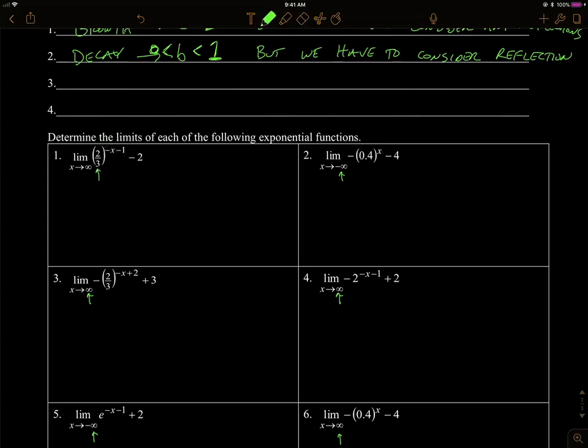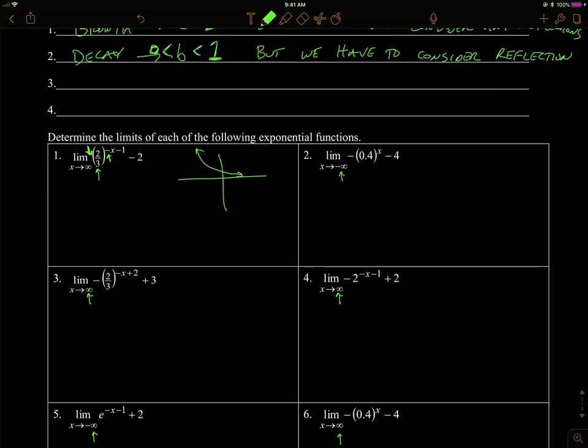So the first thing you ask yourself is, is it growth or decay? Well, this one is decay to start with. So I'm going to start by drawing my graph as a decay instead of a growth. You have to kind of know that. And then we have to consider reflections. Well, there's no vertical reflection because there's no negative sign out front.